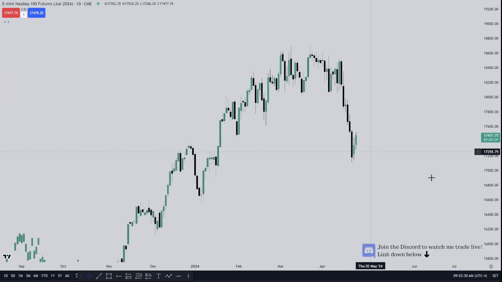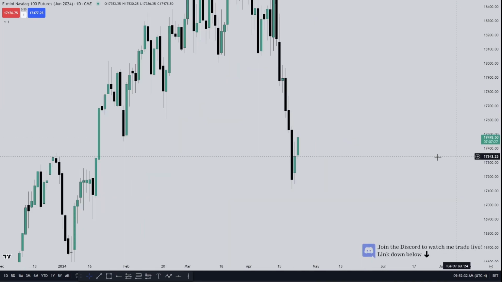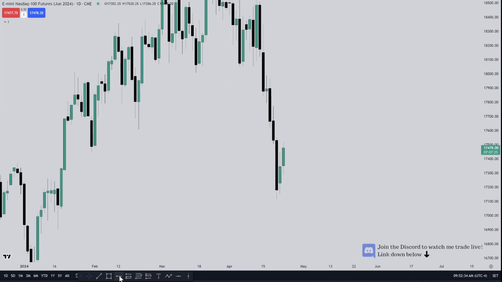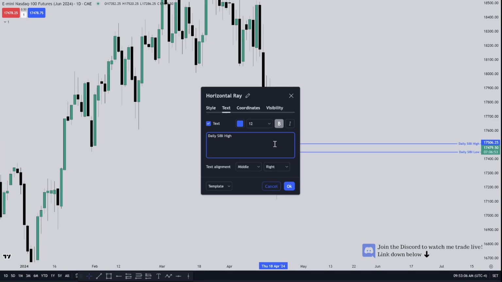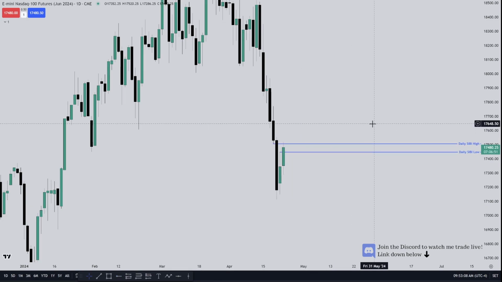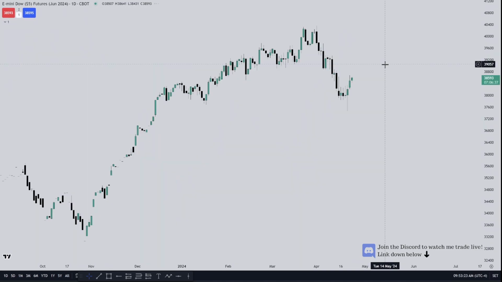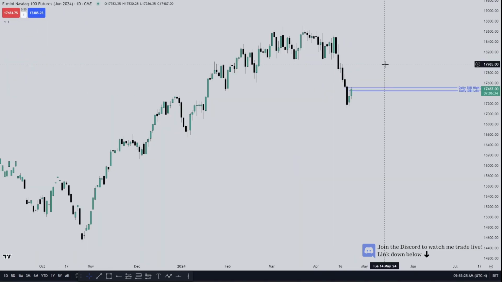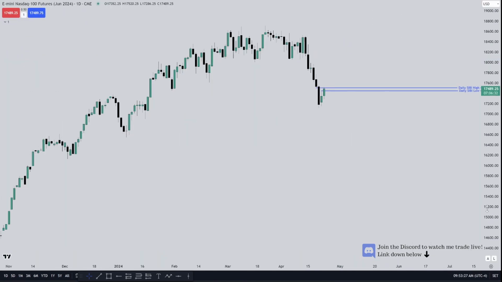Trading currently inside of a daily fair value gap. So I'm going to go ahead and keep these two levels on my chart. That's pretty significant. I want to see how we treat these two levels intraday. Okay, so dollar is looking bearish. Nasdaq looking bullish, which is what we want to see.